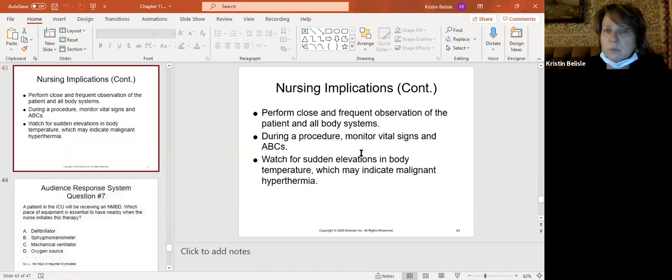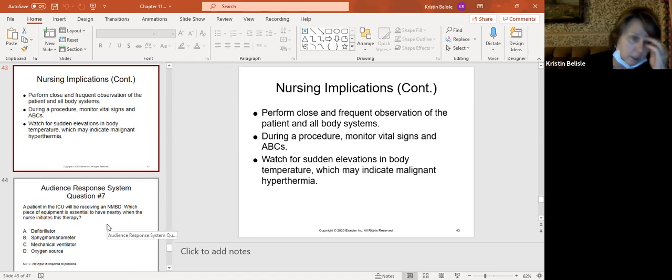You're going to observe all body systems frequently during the procedure, monitor vital signs and ABCs always. We're looking at vital signs and we're looking at are they breathing, airway? Do they have an adequate airway? Are they breathing? And is their circulation adequate? Always. And you're going to monitor it very carefully, Q15s. You never leave bedside with conscious sedation. You're there, because at any moment things can happen. We're going to watch for sudden elevations in body temperature, which may indicate malignant hyperthermia, which I told you once again is the emergency. It is a true emergency for a patient that has general anesthesia. So we need to really be on top of that.